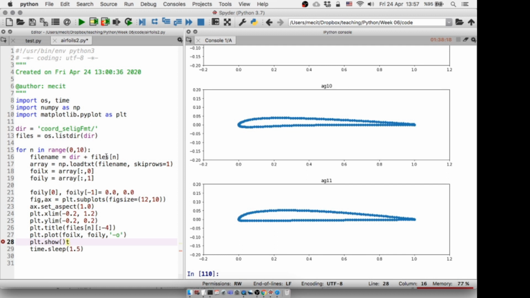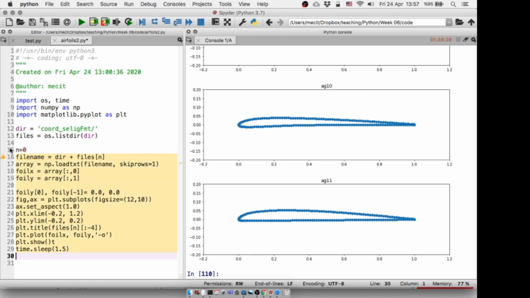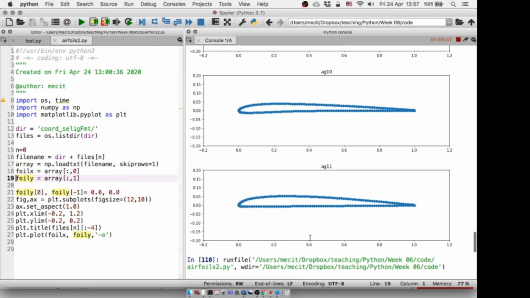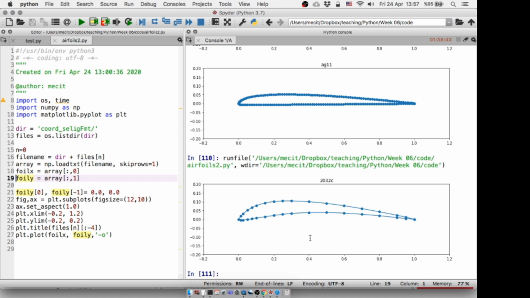Okay, and then take this for loop away, choose the first one, and then take that away, the plot and the time. So take this away. Okay, this will just draw the first one. Let's have a look. Okay, so this is our first airfoil.